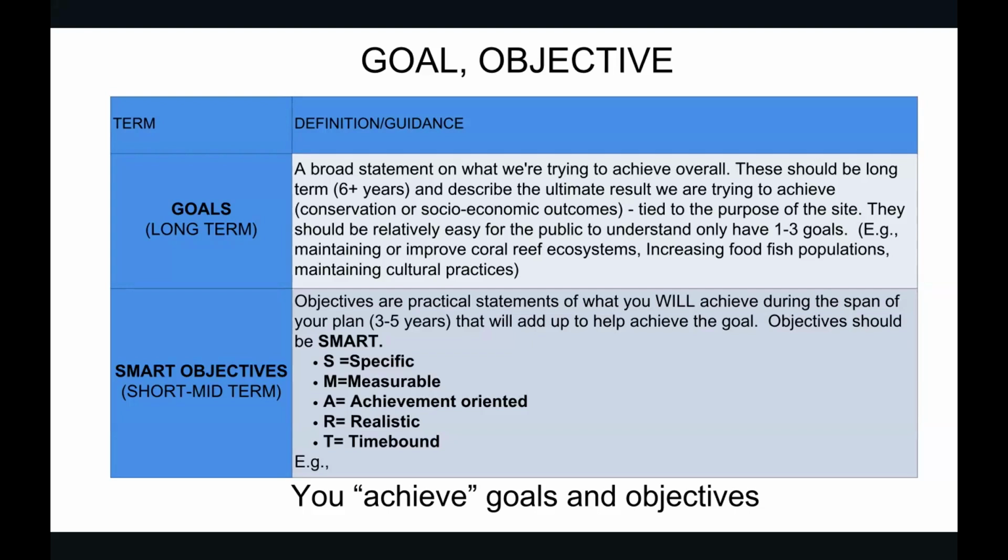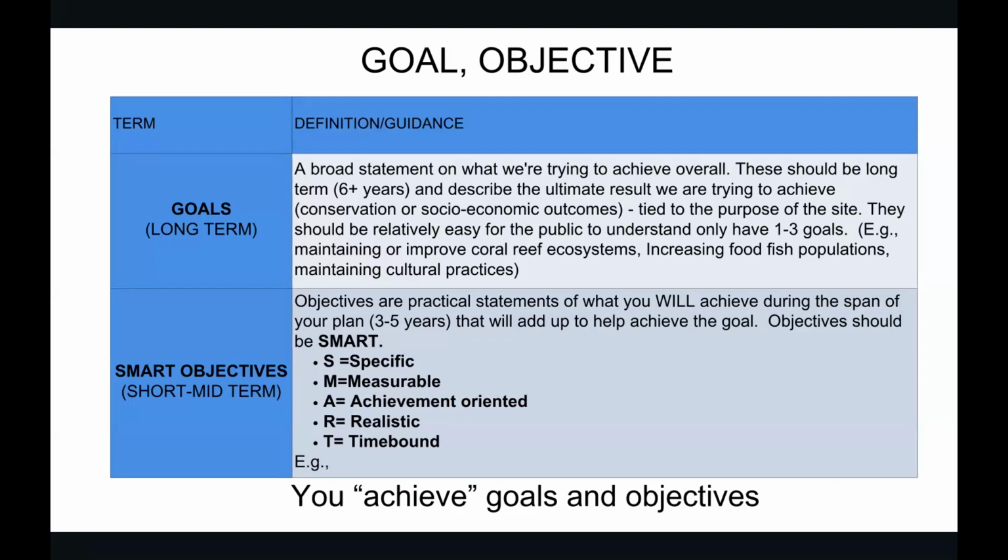You usually only have like 1 to 3 goals in a plan, generally. So an example is maintaining or improving coral reef ecosystems, increasing food fish populations, maintaining cultural practices. They're broad statements, but they give us an understanding of the direction that the community wants to go with the site. They want to increase food fish populations. And that's an outcome that they want to achieve.